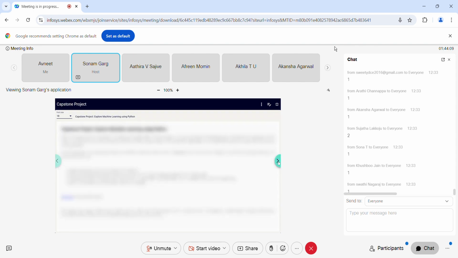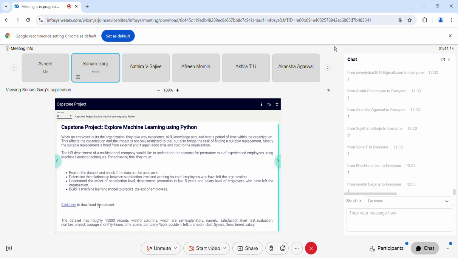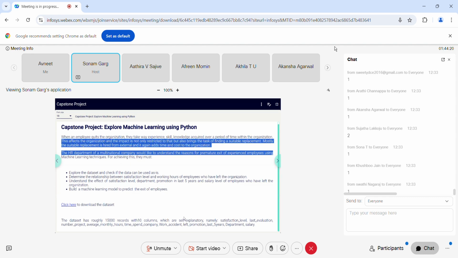This is the capstone project which I was talking about. You have to download the data set here. This data set has roughly 15,000 records with some columns like satisfaction level, last evaluation, number of projects, average monthly hours. Okay, some columns are there.